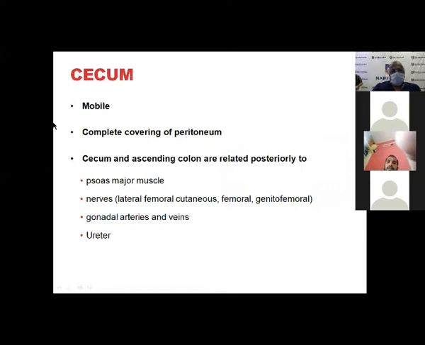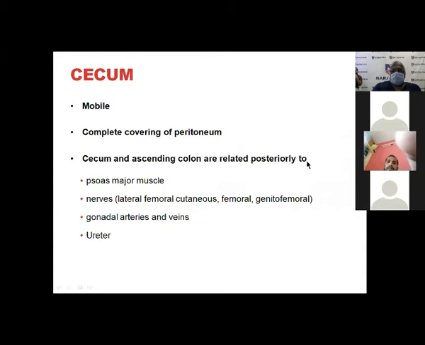Sometimes we cannot agree on that. We get a cecum that is fixed, and we get a little retroperitoneal cecum, but in the majority of cases it's mobile. That's why we could pull it out and do an appendicectomy in an open appendix.